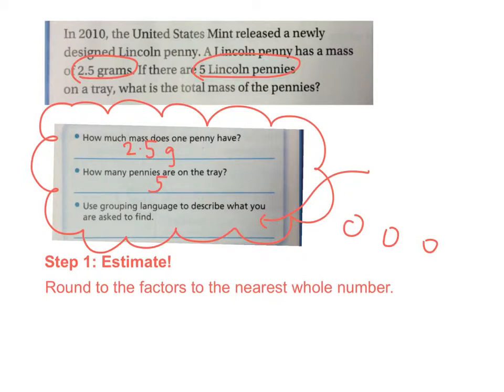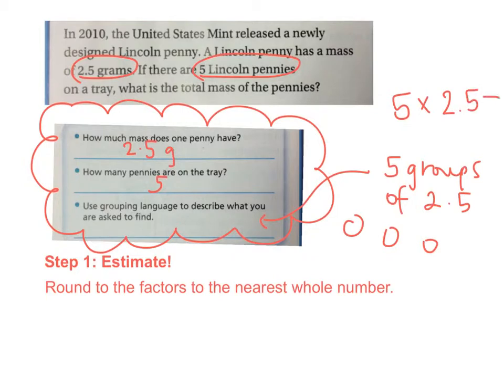How many groups of something are we asked to find? 5 groups of 2.5. Yeah, we're being asked to find 5 groups of 2.5. How would I write this into a math sentence? 5 groups of 2.5. Let's change it from words to numbers. 5 multiplied by 2.5. Yeah, 5 times 2.5 will help us find the answer of what is the total mass of the pennies on the tray.